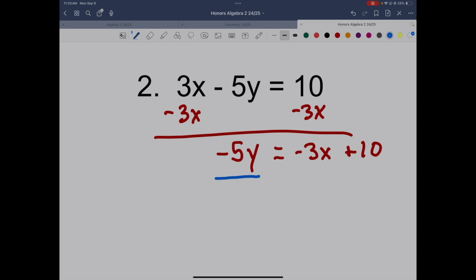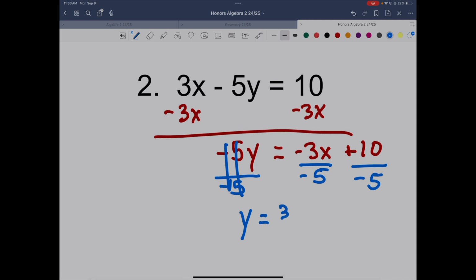Divide by negative 5. I'm going to divide everything by negative 5. Negative 5 divided by negative 5 is 1, so that just leaves me with y. A negative divided by a negative is a positive. There's nothing that goes into 3 and 5, so that's just 3/5 x. 10 divided by negative 5 is negative 2.